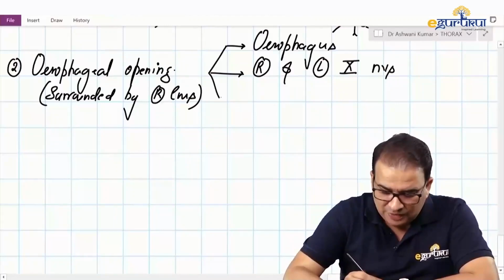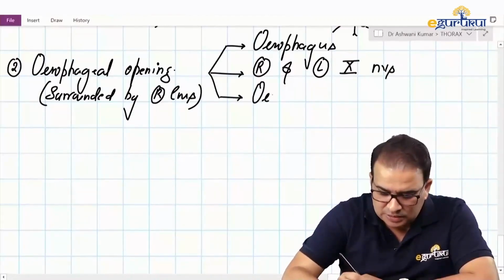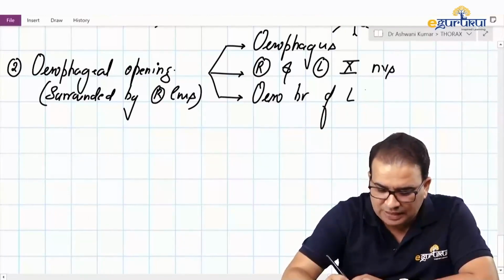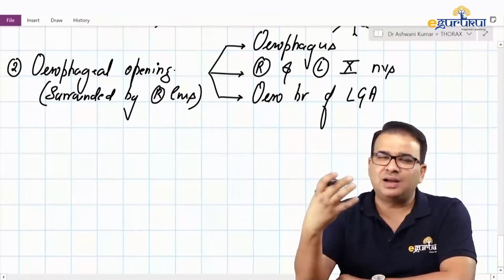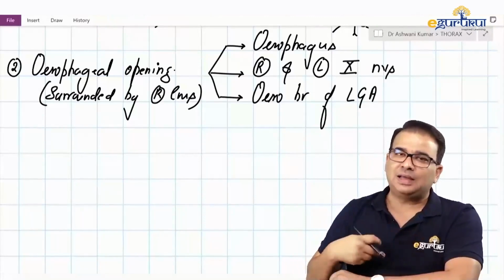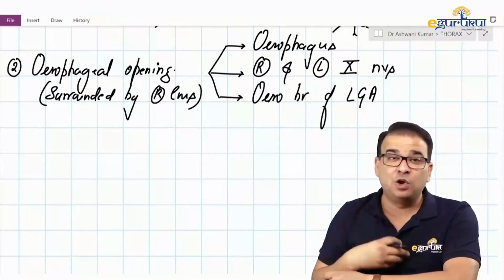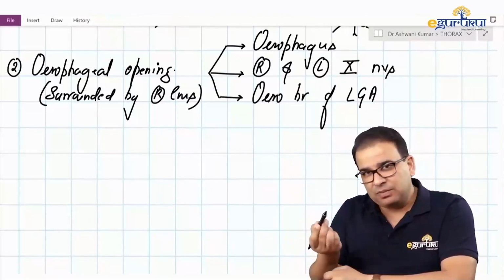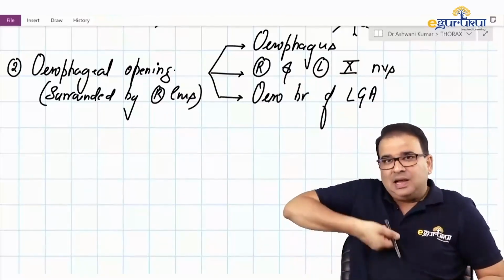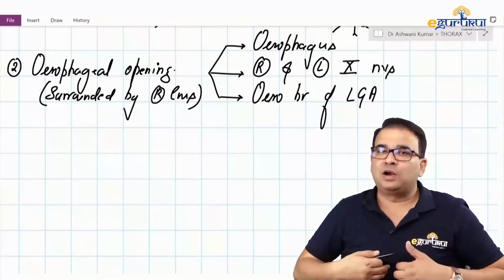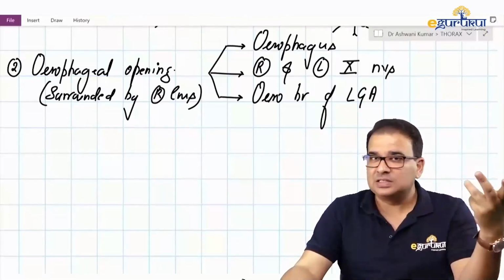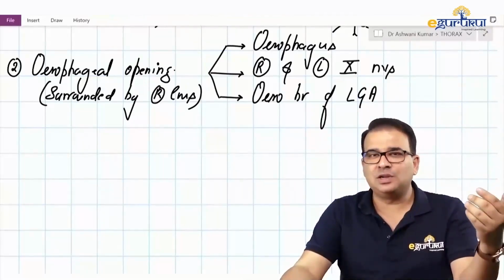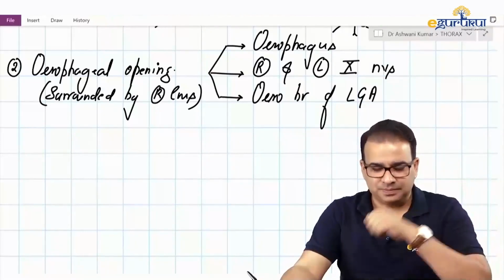What else we have here? We also have the esophageal branch of left gastric artery. We will discuss that in the abdomen part. Left gastric artery is a direct branch from the celiac trunk, and that left gastric artery also supplies the lower end of esophagus. And that's why from this esophageal opening, you will see one artery ascending upward to come up and supply the lower part of esophagus here. So three things: esophagus, the right and left vagus nerves, and esophageal branch of the left gastric artery are to be seen.